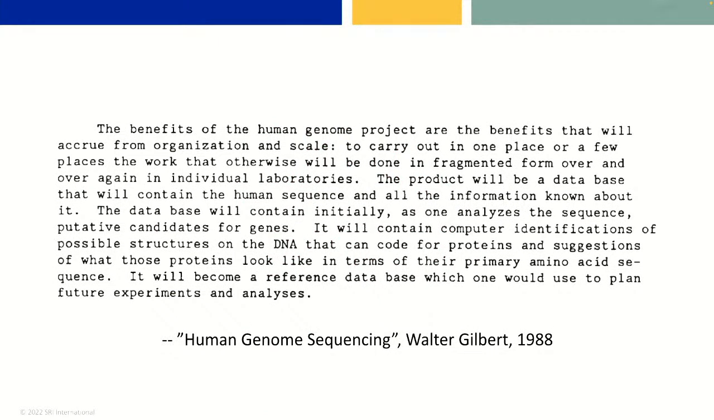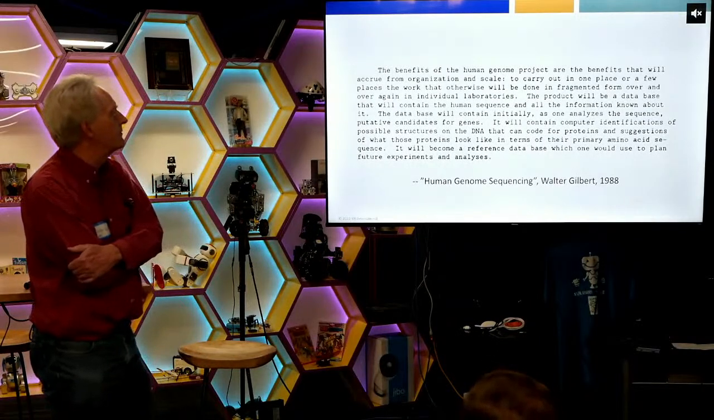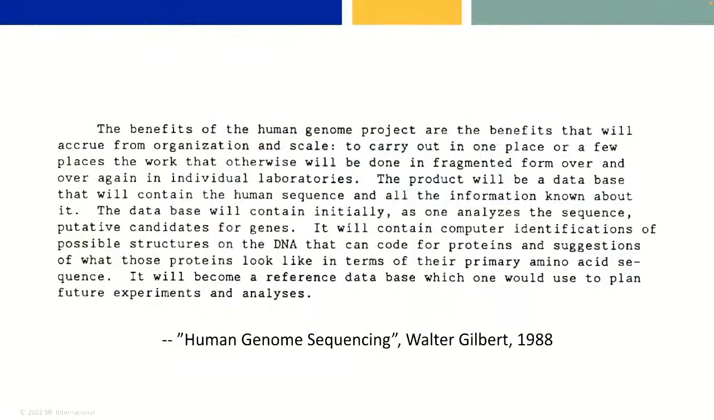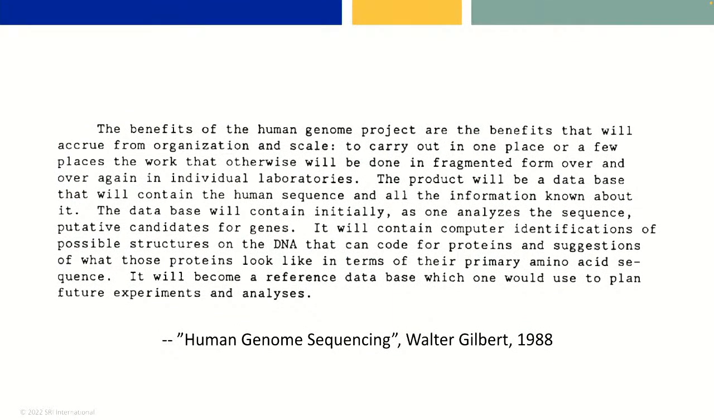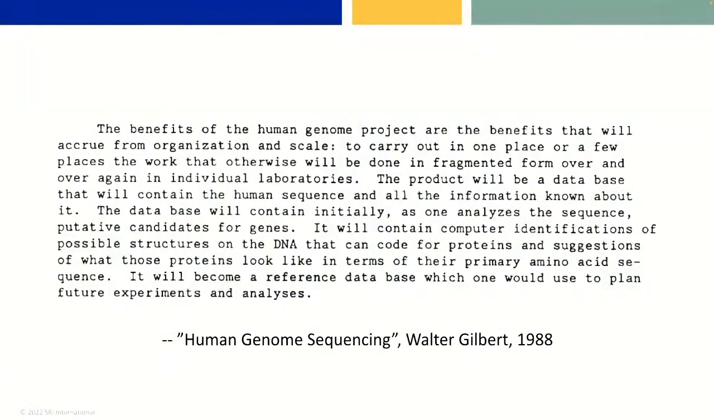And so here's a nice quote. The benefits of the Human Genome Project are the benefits that will accrue from organization and scale to carry out in one place or a few places the work that otherwise will be done in fragmented form over and over again in individual laboratories. The product will be a database that will contain the human sequence and all the information known about it. The database will contain initially, as one analyzes the sequence, putative candidates for genes. It will contain computer identifications of possible structures on the DNA that can code for proteins and suggestions of what those proteins look like in terms of their primary amino acid sequence.